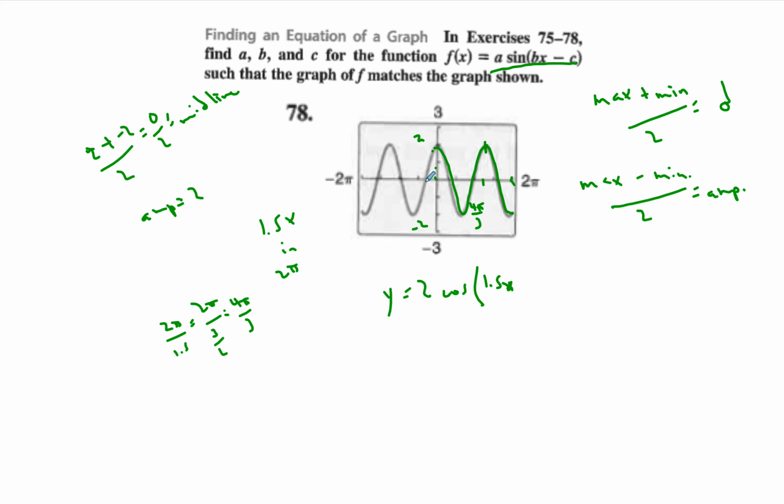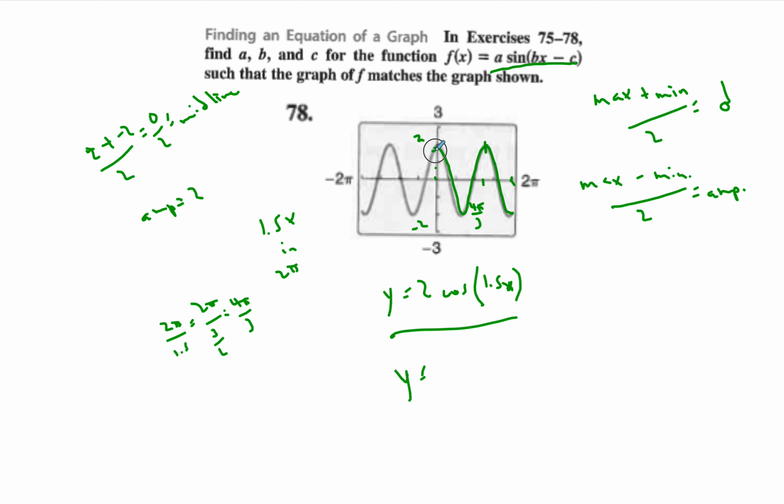Now, is there any shift? I see none, so I just leave it. So there's no phase shift, no shift from a normal cosine graph. Oh, I'm sorry, this is supposed to be a sine. So actually this would be cosine. So what am I going to do? So if this is cosine, I want to make it sine.